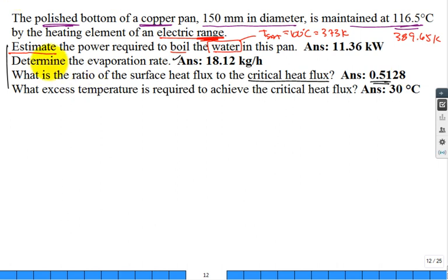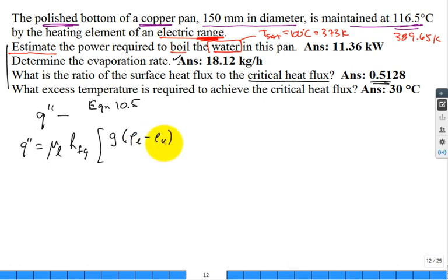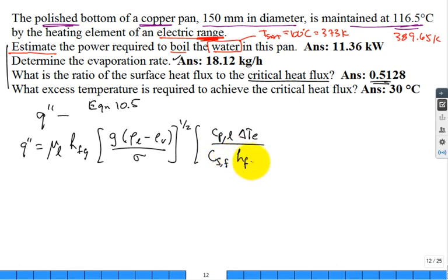So we solve this problem by looking for the Q double prime from Rohsenow's correlation. That Rohsenow correlation was equation 10.5 in our textbook. So Q double prime is equal to mu of the liquid, HFG. Then we have in parentheses g, rho of the liquid minus rho of the vapor, divided by the surface tension, all raised to the 1/2 power. Then we're going to have Cp of the liquid, the excess temperature, the coefficient CSF, the HFG, heat of vaporization, and then the Prandtl number of the liquid raised to the exponent n, and all of that cubed.